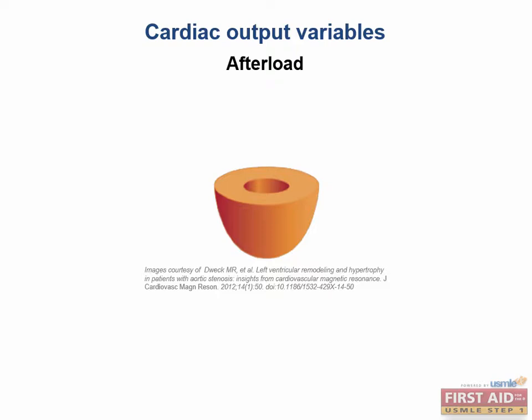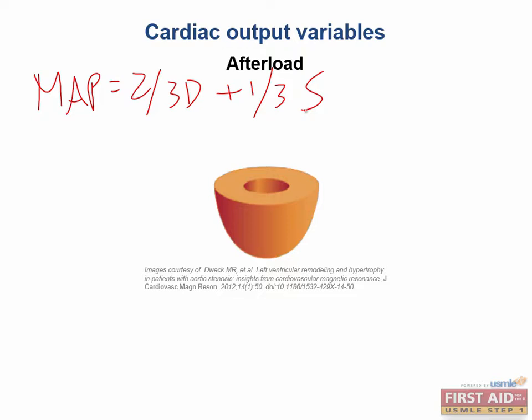So now we talk about afterload. Afterload is approximated by the mean arterial pressure, which is approximately 2/3 of the diastolic pressure plus 1/3 of the systolic blood pressure. A hypertensive patient's heart is always pumping against an elevated mean arterial pressure. This is a bad thing.